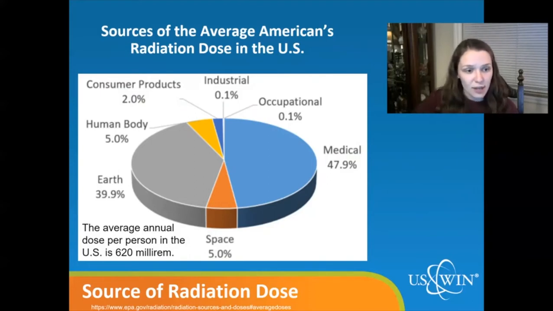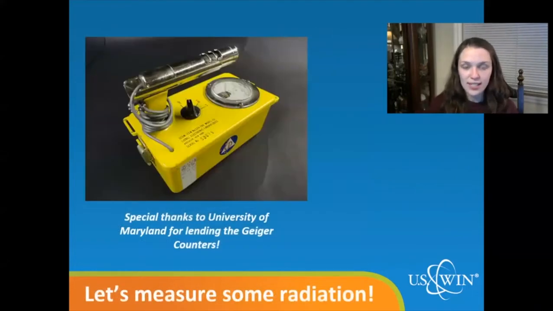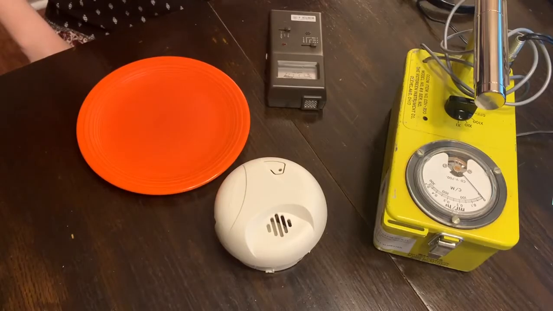So now that we've talked a little bit about where we might get our radiation doses, let's go and try to learn a little bit more about Geiger counters and how radiation is measured.